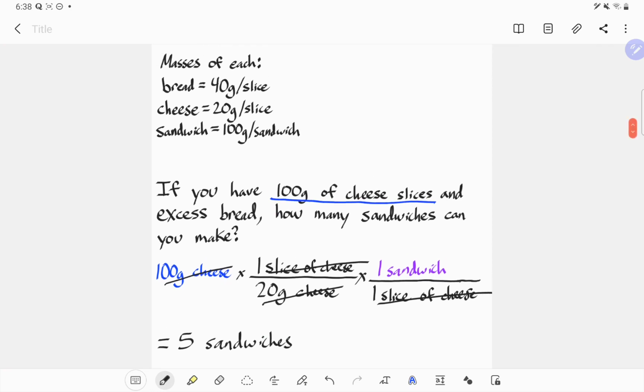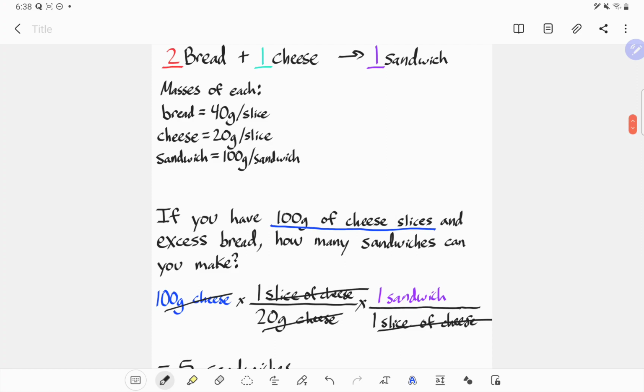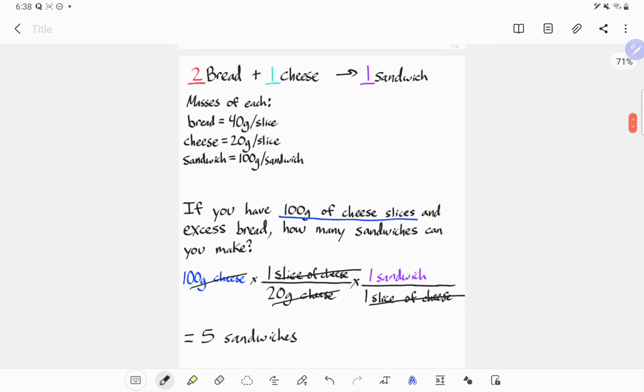All right, so a little bit more complex. Instead of giving you the number of cheese slices and you only use the ratio of slices of cheese to amount of sandwiches made, I gave you the mass of cheese. And from the mass of cheese that we had, you were able to convert it to slices of cheese. And then from slices of cheese, you were able to convert it to the number of sandwiches that we can make with those slices of cheese. So nice work. That employed a couple of different concepts together.